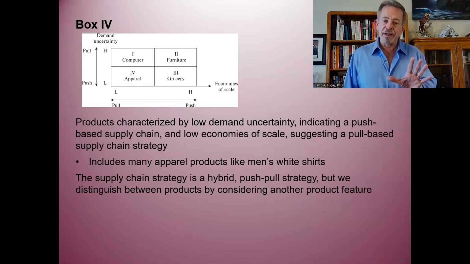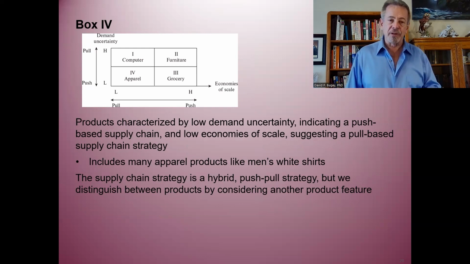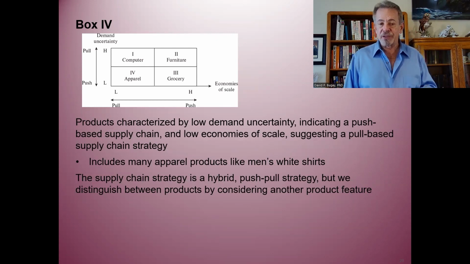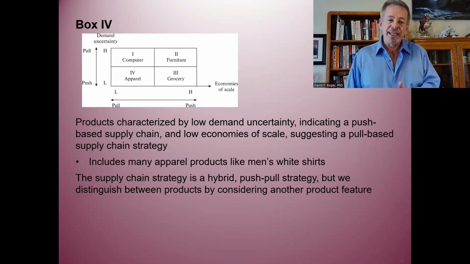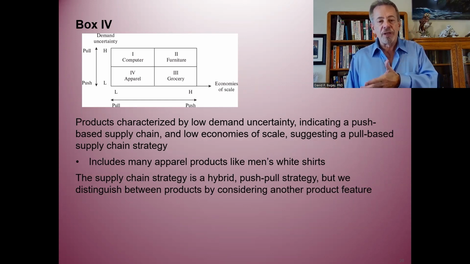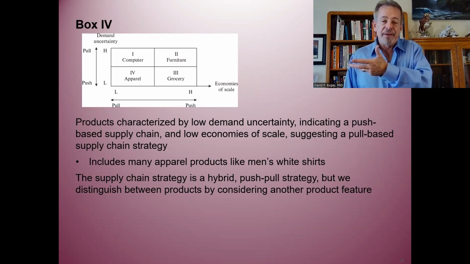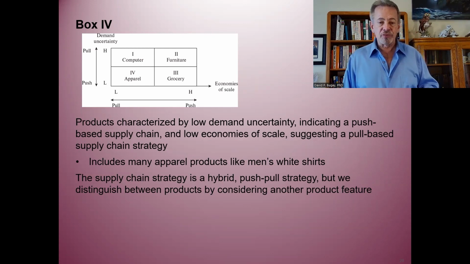So a lot of apparel products, like men's white shirts, are an example over here for box 4. So it's apparel, low demand uncertainty. It's going to be a push-based supply chain. So men's white shirts, if that's a constant and it's a staple of the item, you can rest assured it really is a pull-based strategy.